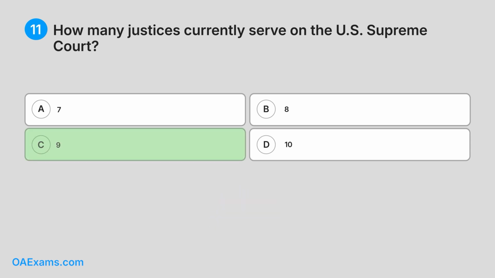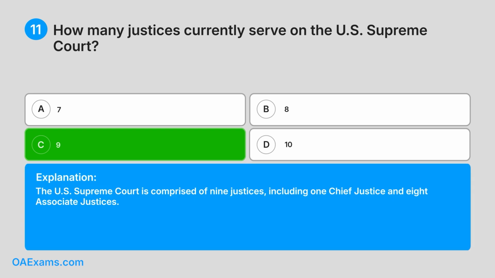Correct answer. C. 9. Explanation. The U.S. Supreme Court is comprised of 9 justices, including 1 Chief Justice and 8 Associate Justices.